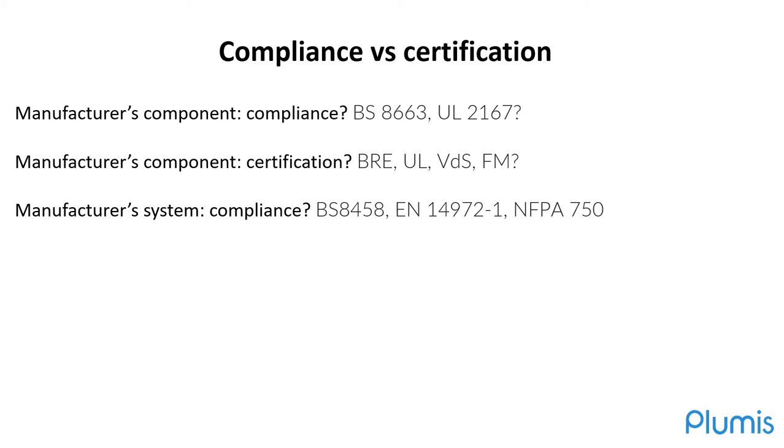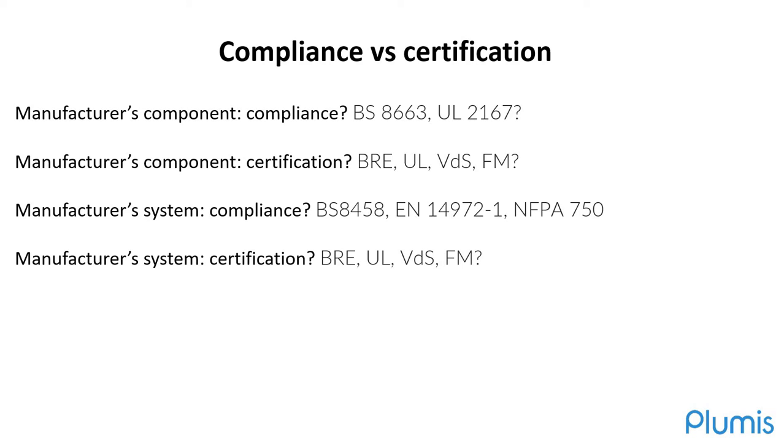Similarly, on a system level, a manufacturer can declare compliance. This can be to a standard like 8458 in the UK, EN 14972 Part 1, which is coming into the UK now, or for example NFPA 750, which is the American watermist standard. An improved level beyond that, of course, is certification, where an accredited lab will do the certification process for the whole system. This means not only components, but ensuring that the system will work as a whole together and perform in a fire test, whatever fire test the certifier has decided to run, beyond what typically would be present in one of the standards like 8458, NFPA 750 or EN 14972.